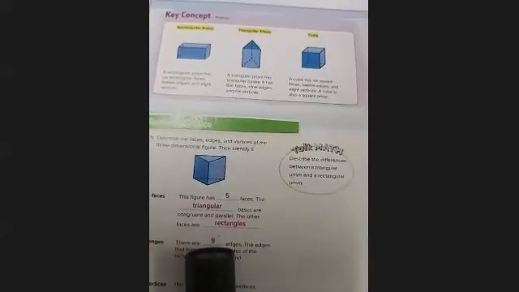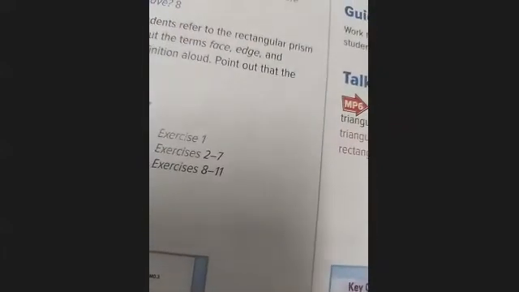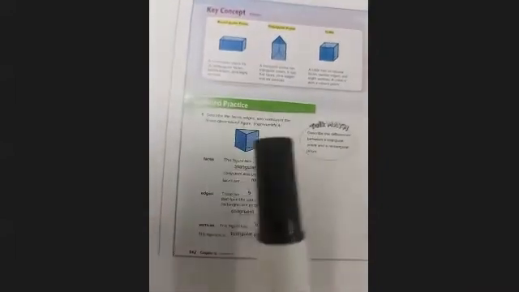Let's count together. We have 1, 2, 3 down and 1, 2, 3 up, right? Then 4, 5, 6. So we have 6, but 3 others are behind. So how many will it be? 9 edges. 1, 2, 3, 4, 5, 6, 7, 8, 9. 3 down, 3 up, and the 3 around, right? So how many edges do we have? 9 edges. Got it?